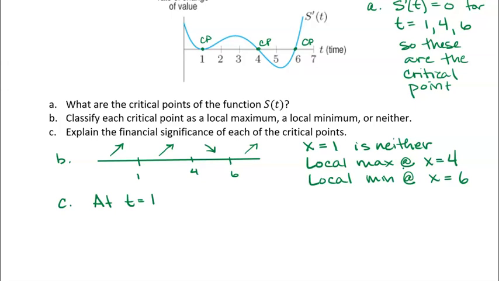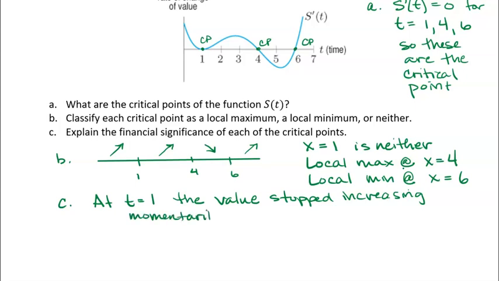So we could say the value of the investment stopped increasing, but only at a very short instance in time, so only momentarily, and then it began increasing again. So that's t equals 1.